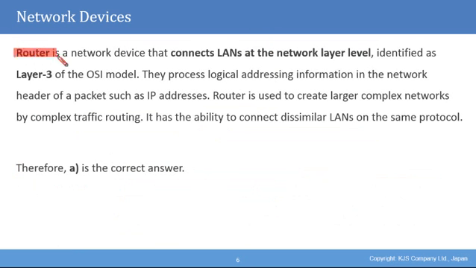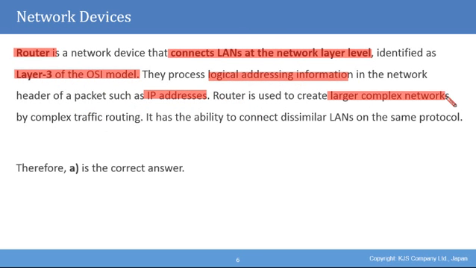The final device is the router. This is a network device that connects LANs at the network layer level, identified as layer 3 of the OSI model. They produce logical addressing information in the network header of a packet such as an IP address. Router is then used to create larger complex networks by complex traffic routing. It has the ability to connect dissimilar LANs on the same protocol. Therefore A is the correct answer for our question.